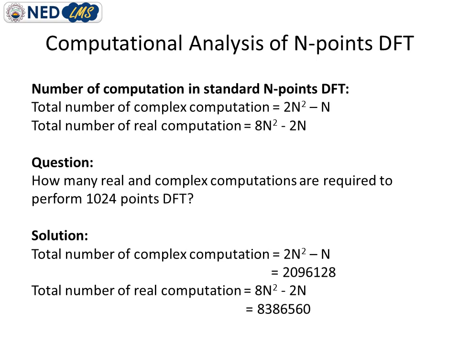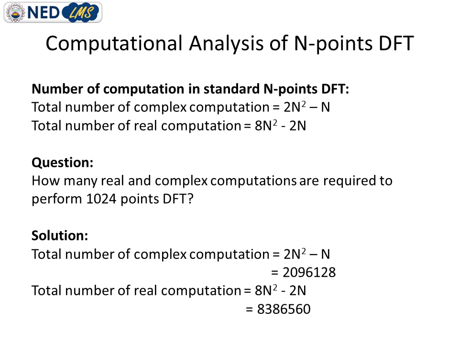So here is a question, a practical example, in which we are calculating the real and complex computations required to perform a 1024-point DFT. By applying the formula for complex computations, 2n squared minus n, and placing n as 1024, we will get 2096128. So this number of complex computations is required to perform a 1024-point DFT.